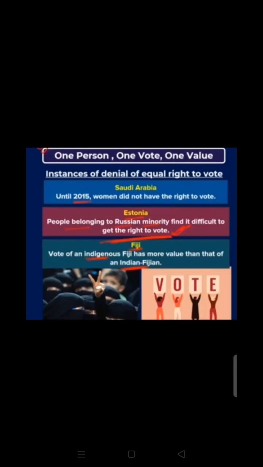And in Fiji, the electoral system is such that the vote of an indigenous Fijian has more value than that of an Indian Fijian. Means जो फिजी वहाँ से बिलोंग कर रहे हैं शुरू से, उनकी वोट की वैल्यू ज़्यादा है जो इंडियन वहाँ पे एज अ सिटीज़न बने हैं उनकी वैल्यू के कंपैरिजन. So democracy is based on a fundamental principle of political equality. Means if there is no political equality, then we can't say there is a democracy. That gives us a third feature of democracy. In a democracy, each adult citizen must have one vote and each vote must have one value.